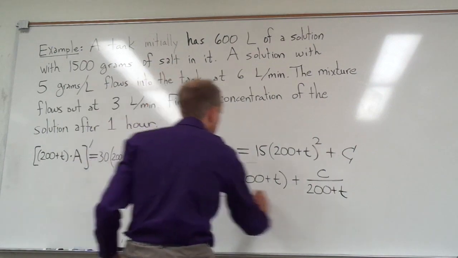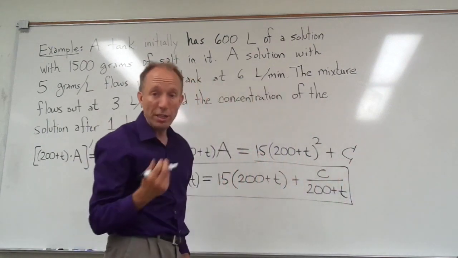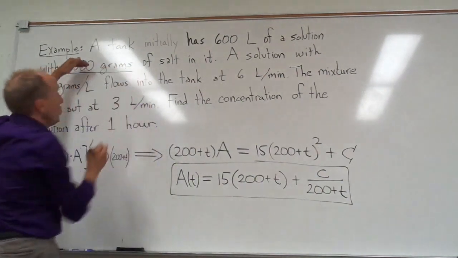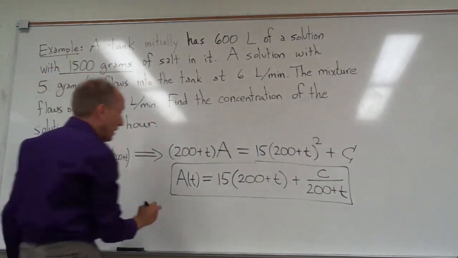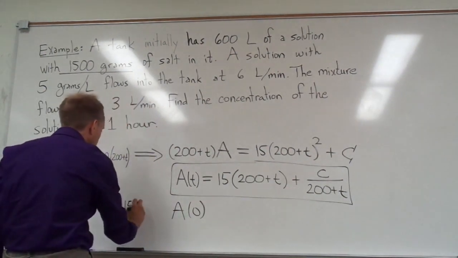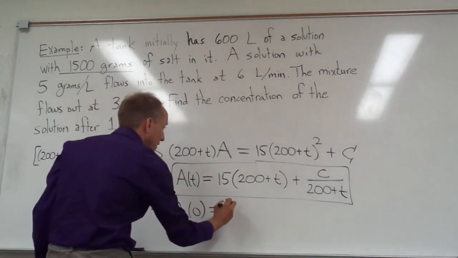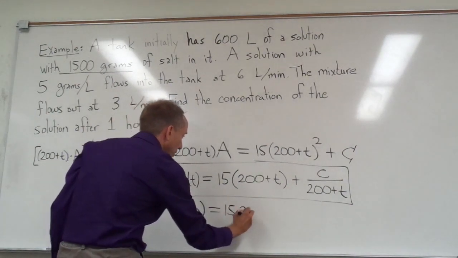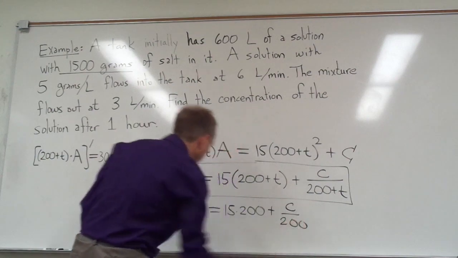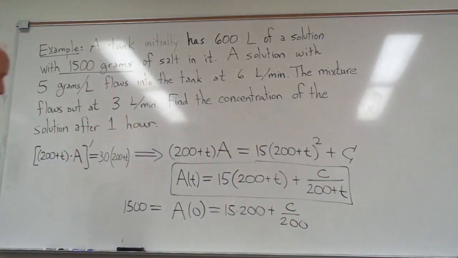Now, you may remember we were given an initial condition. Initially, at time 0, the amount of chemical is 1500. So I know that if I put in 0 for t, I should get 1500. So 15 times 200 here, plus c divided by 200 right here. This is what it should look like.